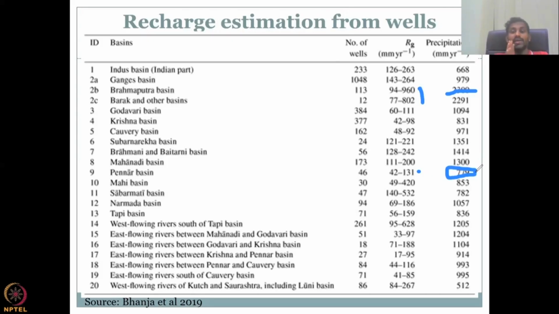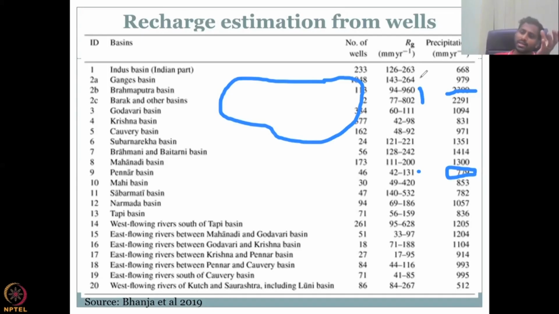And most importantly, they establish the range. So why is there a range difference? For example, you have the Brahmaputra, and the Ganges looks somewhere like this. So you have 143 to 264. Why is there a range difference? Because the rainfall also varies, even though they give only one rainfall here.